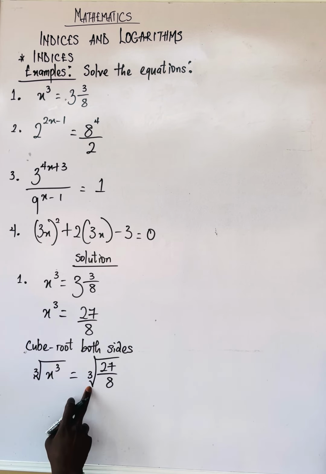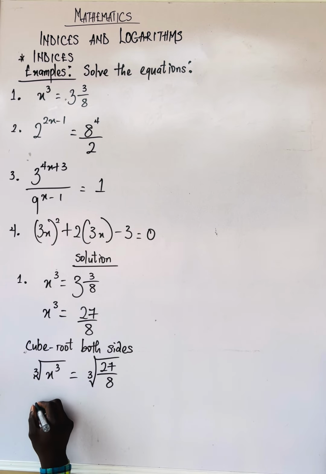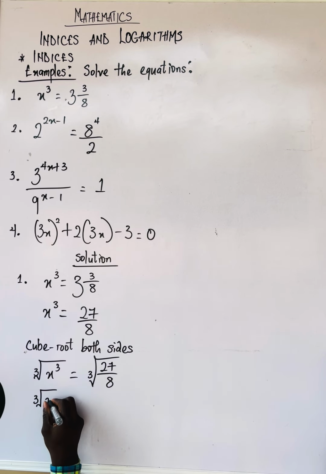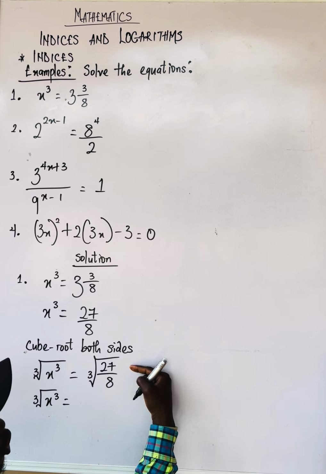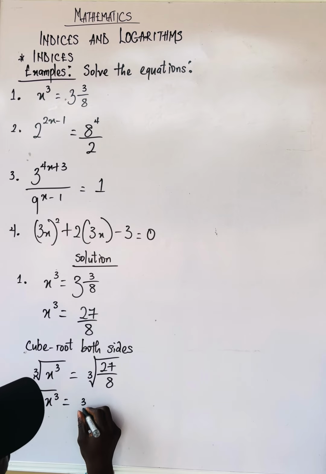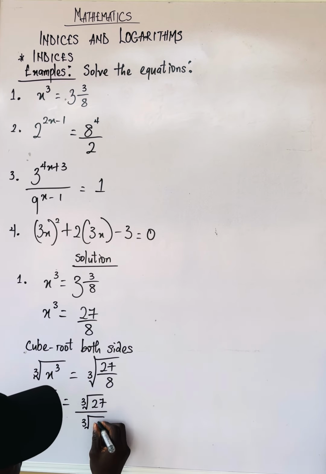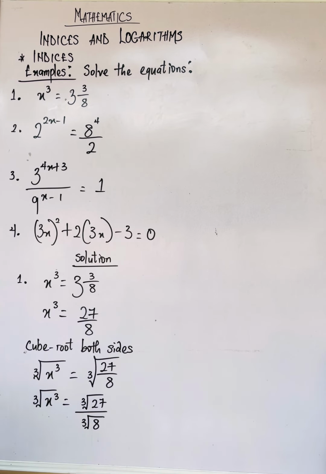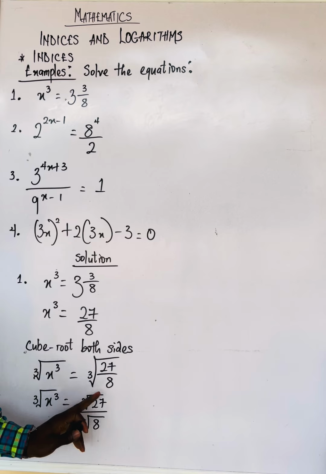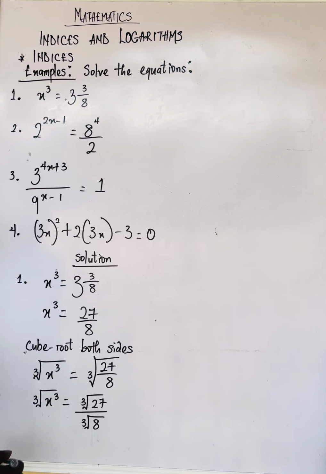You know this is cube root of 27 over 8. I can also say cube root of 27, then over cube root of 8. Is it not still the same thing? You take your own cube, you take your own cube. So it's still the same thing. So what happened? This cancelled this, right? So what am I left with? x. Now, that will be equal to cube root of 27 over cube root of 8.